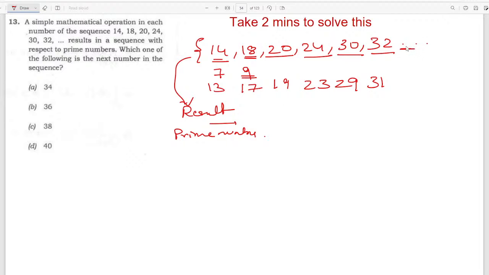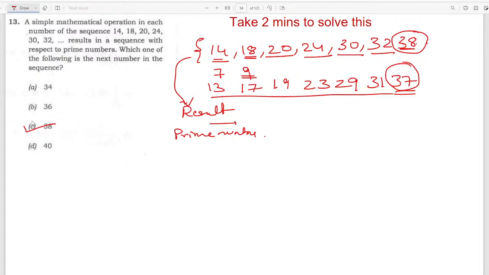The next prime number is 37. So if I subtract 1 from some number and get 37, that number would be 38. 38 minus 1 gives you 37, which is a prime number. So the correct next number in the sequence is 38. The option is C. I hope this is clear. If you have any doubts, please ask. You have to do a bit of trial and error in the starting.